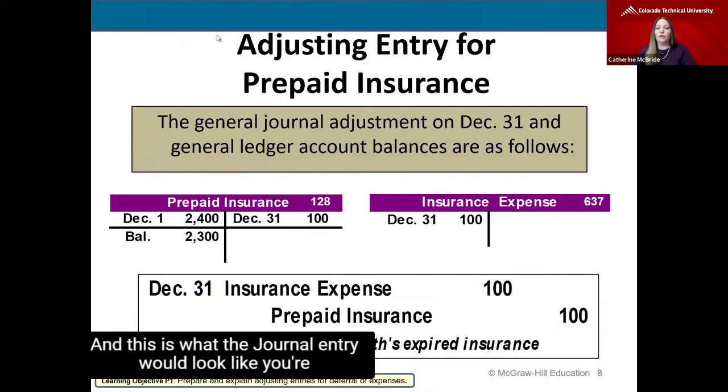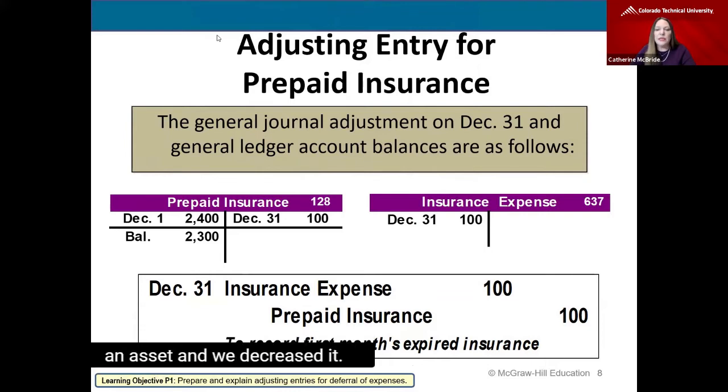And this is what the journal entry would look like. You're going to debit insurance expense because you increased it, and you're going to credit prepaid insurance because it's an asset and we decreased it.